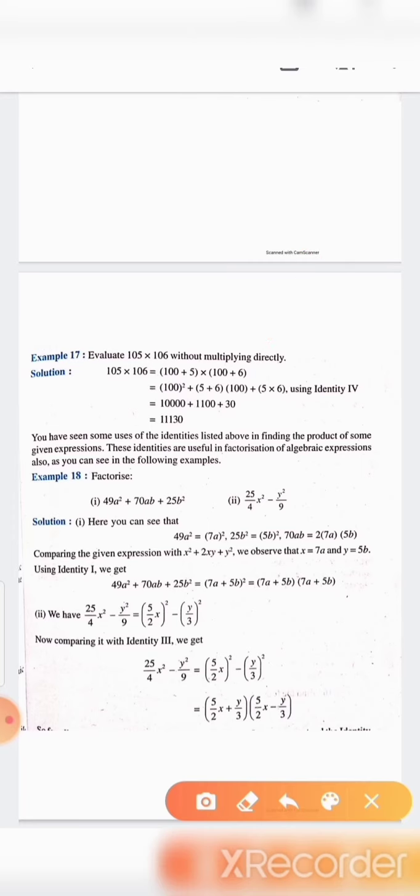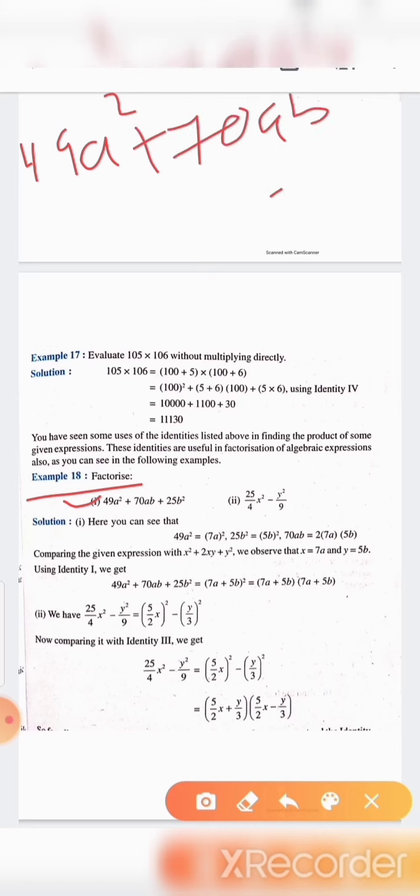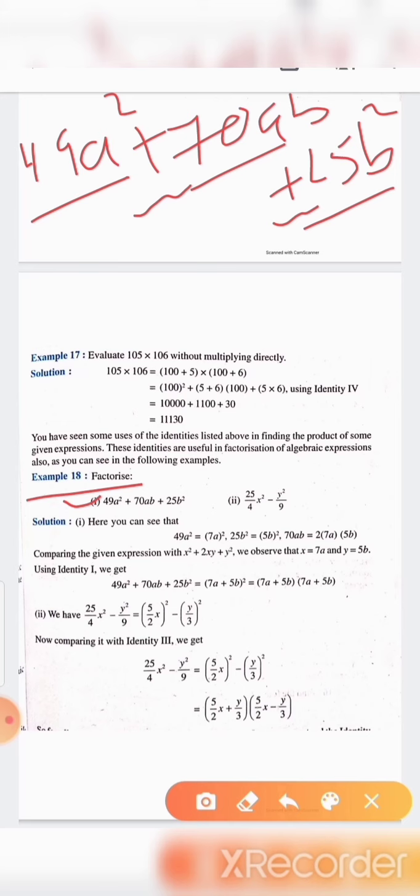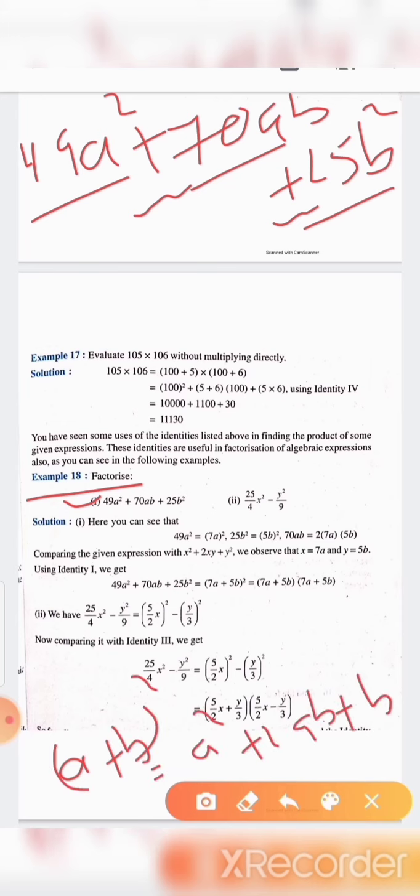Next, example number 18. We have to factorize the term. For that, first in example 18, question number 1 is 49a square plus 70ab plus 25b square. Here we get 3 terms, 1, 2 and 3. It means all the terms are positive. Here there are 3 terms and all the terms are positive. It looks like a plus b whole square, a square plus 2ab plus b square.